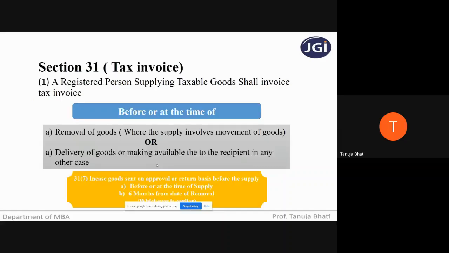Now let us see section number 31, where it is applicable in case of forward charge, that is the date of issue of invoice or the date on which the invoice ought to be issued. So what is that date as per section 31? The invoice has to be issued before or at the time of removal of goods. When the goods are being removed, if there is a movement of goods. And suppose there is no movement of goods, then the date on which you are delivering the goods will be the date on which you are supposed to issue the tax invoice.